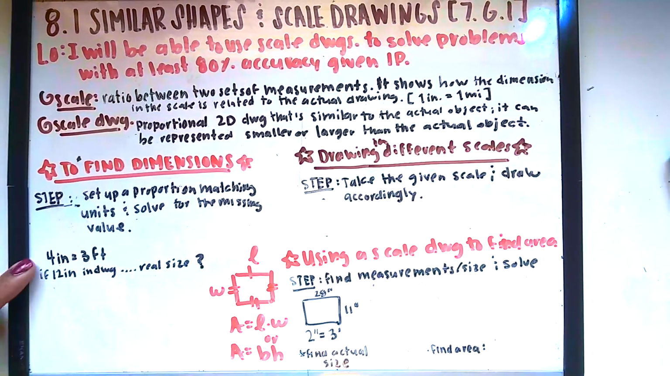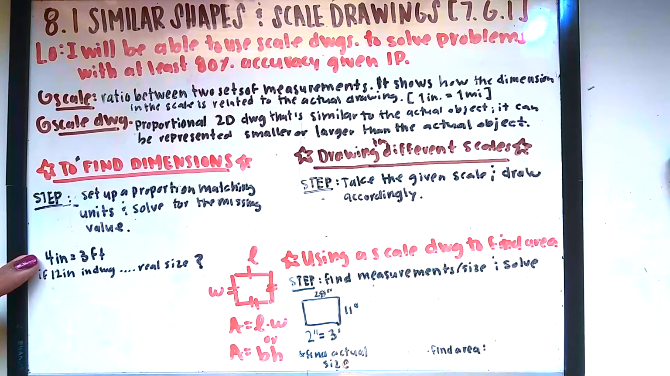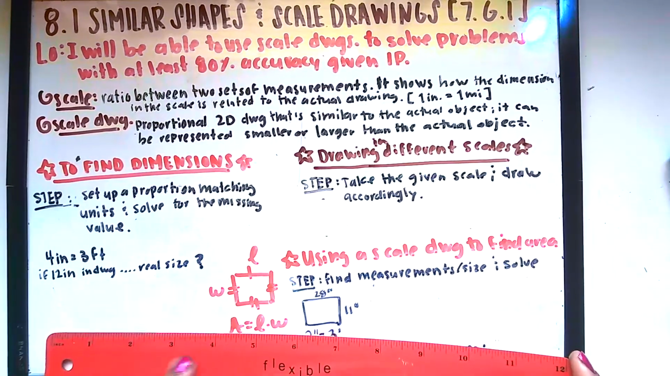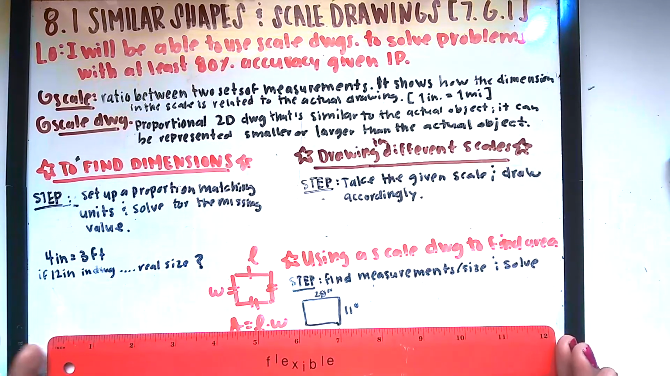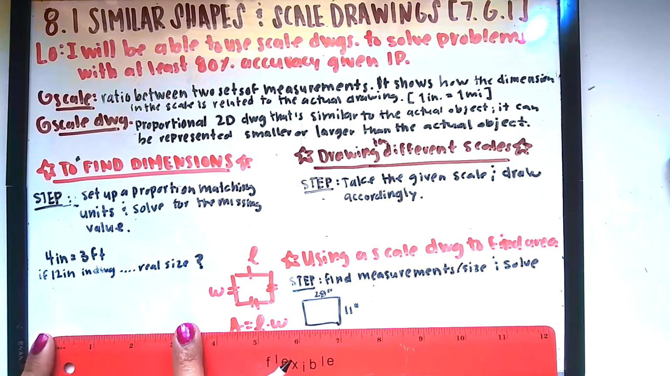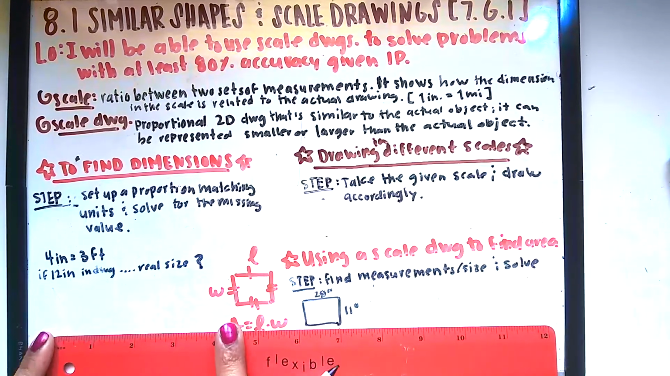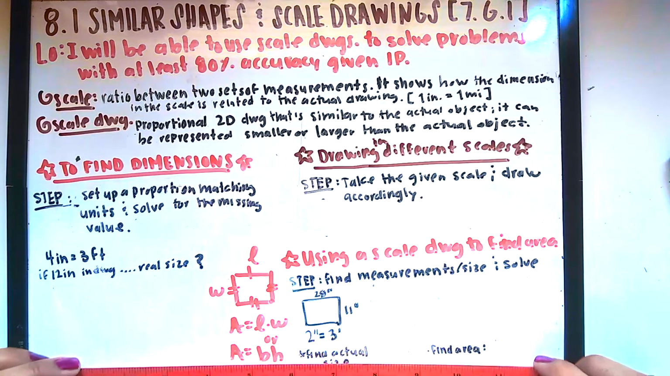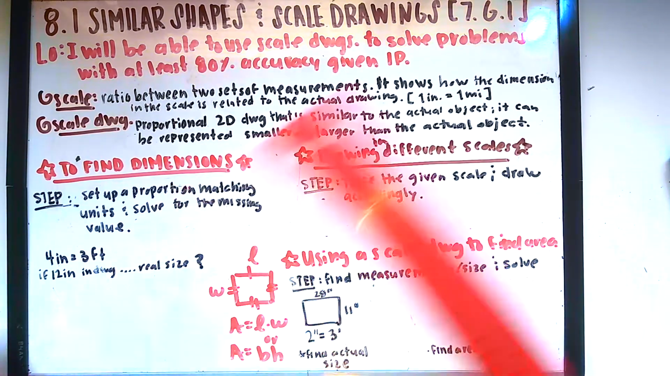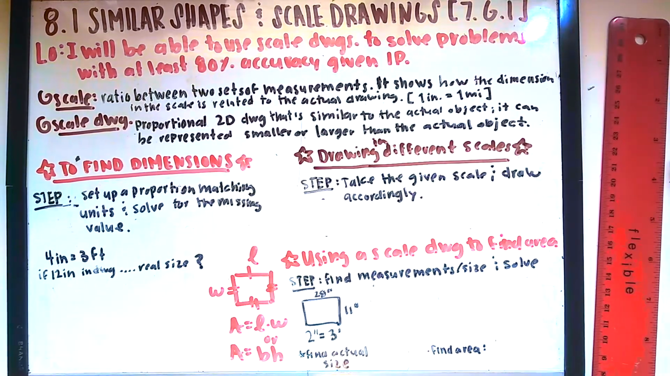In this case, we're given the scale, which means they're telling us that every 4 inches in the drawing is actually 3 feet. So again, the drawing shows 4 inches, but in reality, those 4 inches are 3 feet. That means that the drawing is smaller than the actual object. Okay. So we want to know the real size of that object.